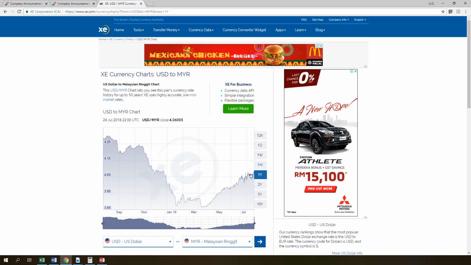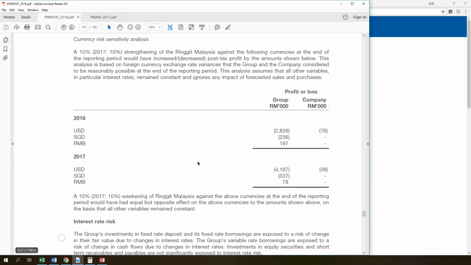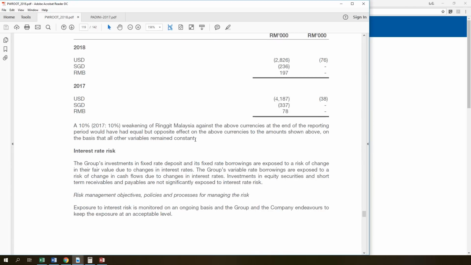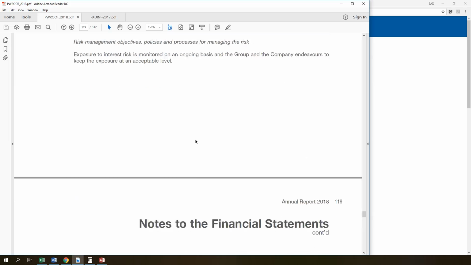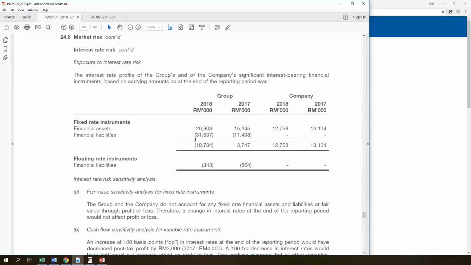Alright, recently Ringgit is quite weak. So weak Ringgit Malaysia is good for export. I think Ringgit Malaysia will continue to be weak. Alright, let's pass. Market risk.